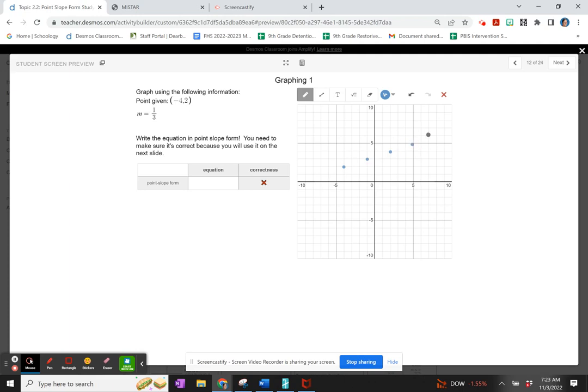And you're going to keep going. Ran out of room. Use the line tool to guide you. Do the best that you can.